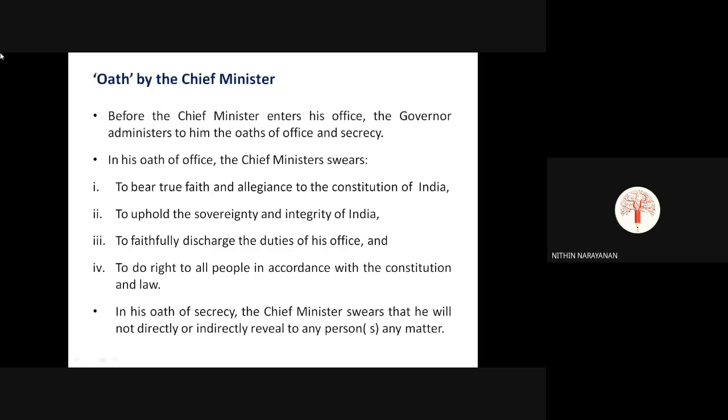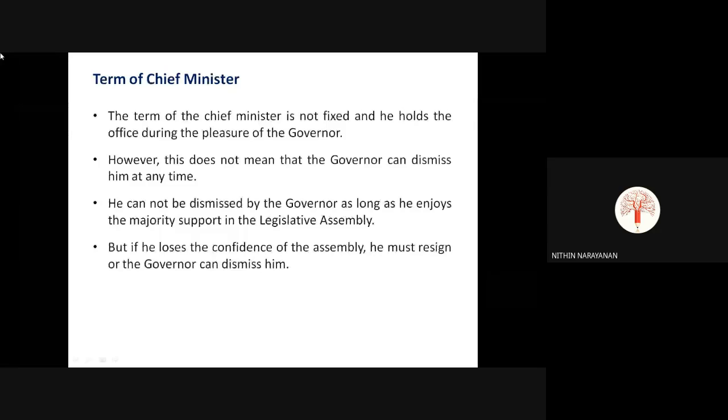The next one is the term of the office. What is the period of this chief minister? The term of chief minister is not fixed and he holds the office during the pleasure of the governor. So there is no fixed period for a chief minister. Usually the period will be the period during which the government exists, right? So however, this does not mean that the governor can dismiss him at any time.